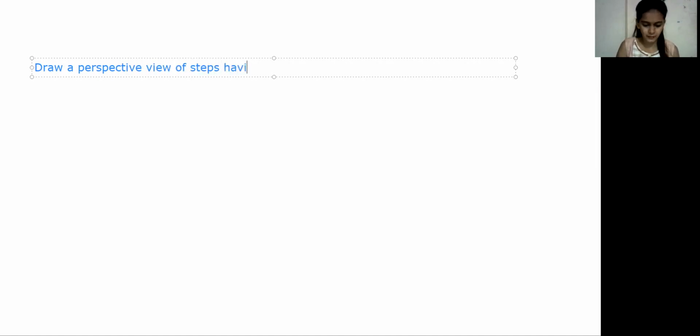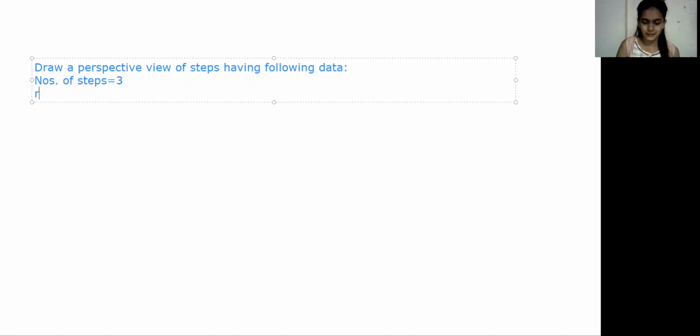Here I'm going to write the data. Draw a perspective view. Here also I'm going to draw the 2-point perspective view of steps having the following data. Here we are going to consider 3 numbers of steps. So, numbers of steps equals to 3.